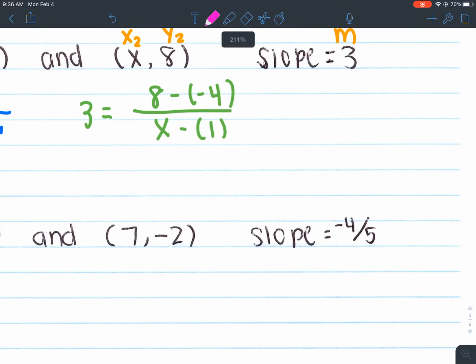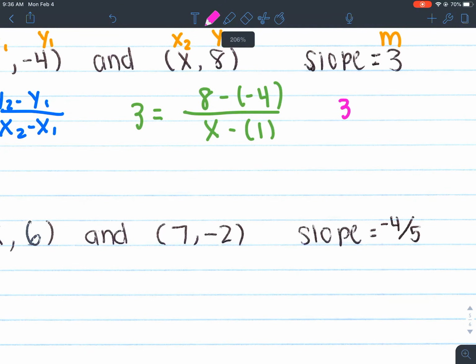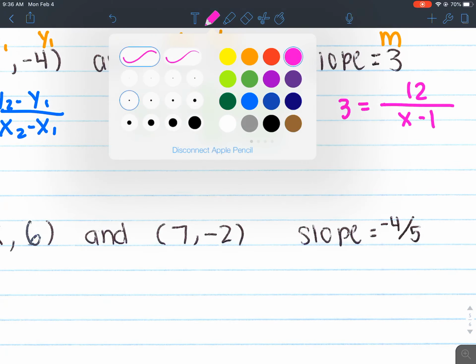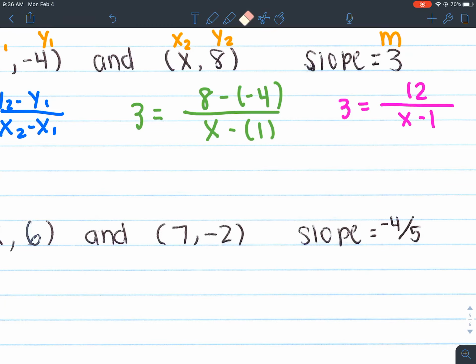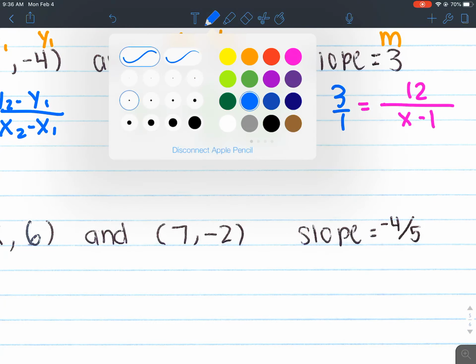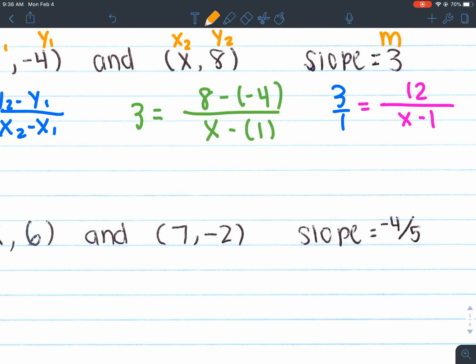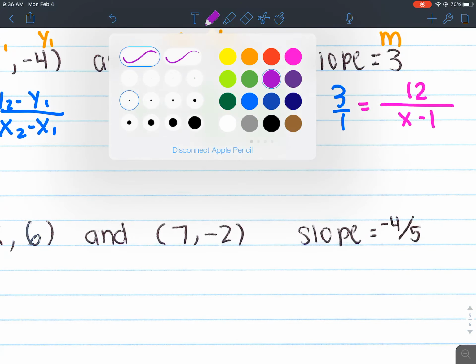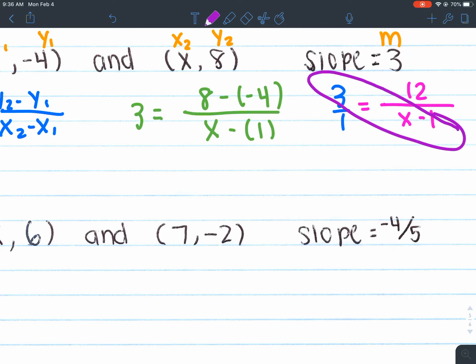And then let me go ahead and simplify this. So I have 3 equals 8 minus negative 4, which is a positive 12, and then I just have x minus 1. And you're like, well, I still don't understand how I'm supposed to simplify this. Well, 3 is technically 3 over 1, right? And do you remember in middle school when we did cross multiplication? That's basically what you're going to do here. We're going to do cross multiplication.